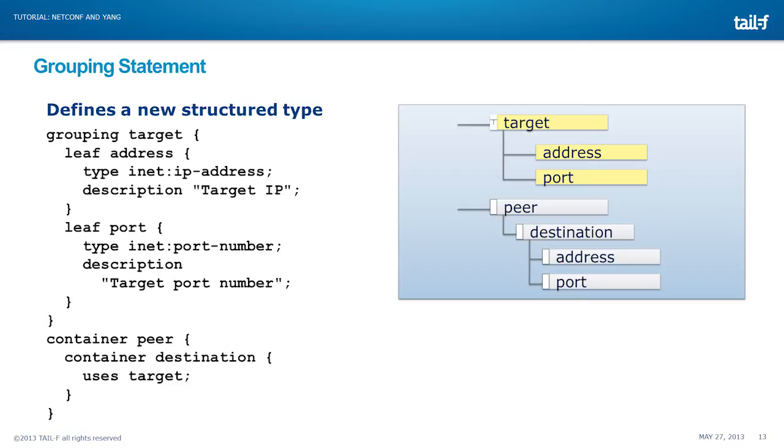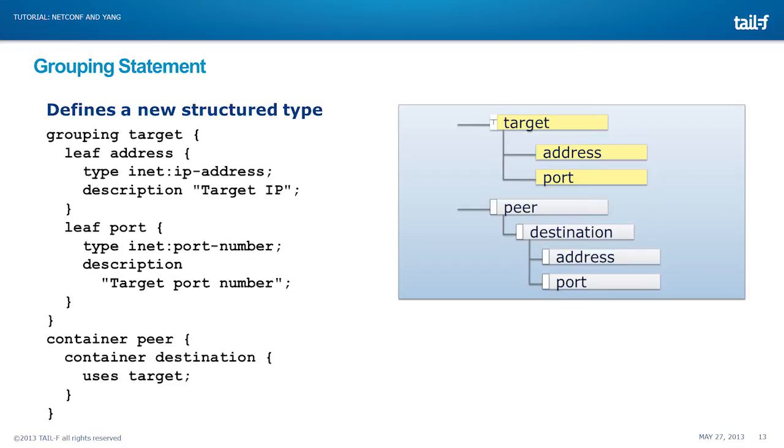In some way, this concept is similar to a structure definition in the C programming language. But here we see an example, a grouping called target that contains a leaf called address, a leaf called port. The grouping can contain any Yang structure. It doesn't just have to be a list of leaves. There could be containers. There could be a hierarchical structure in there, which then gets inserted at the point that it's actually used.